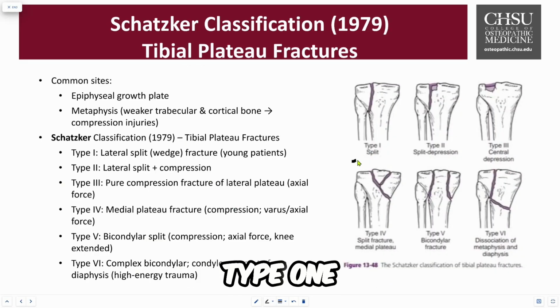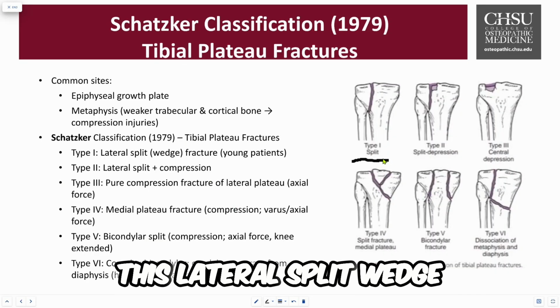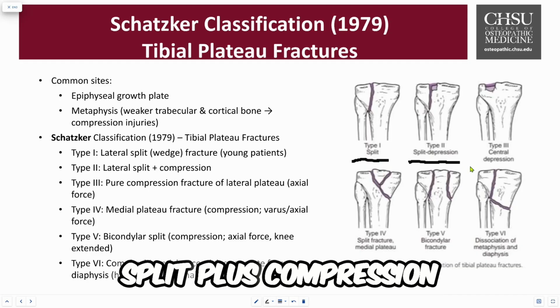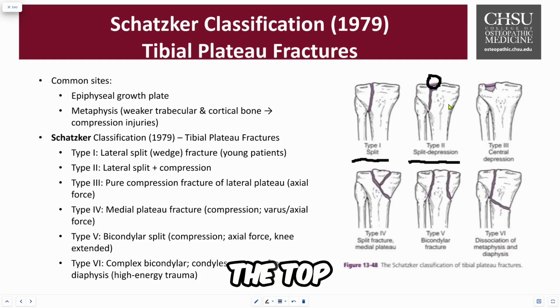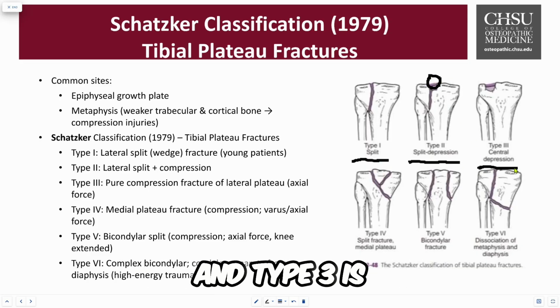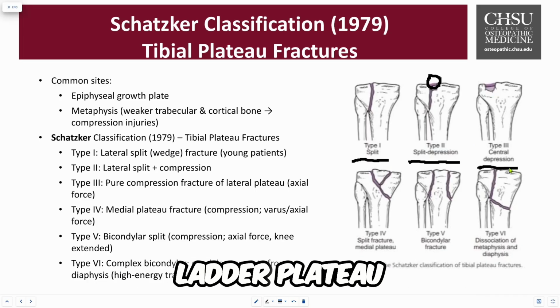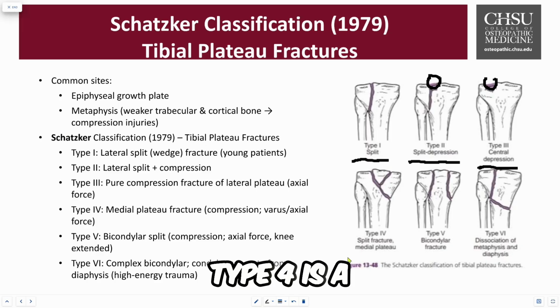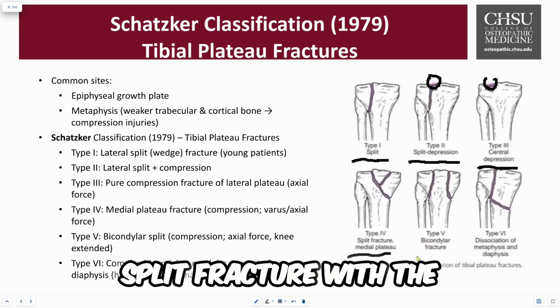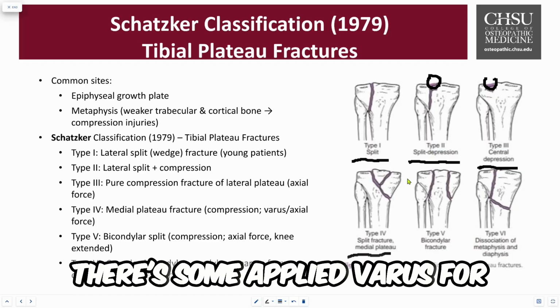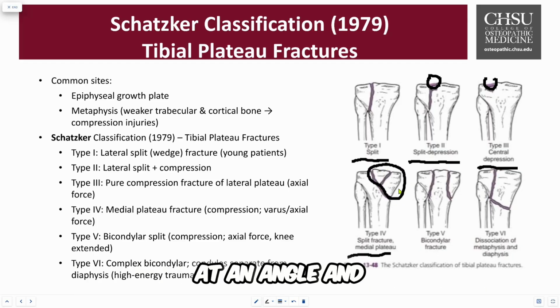So the first one, type 1, is where you have this lateral split wedge, usually found in younger patients. Type 2 is where you have a lateral split plus compression. So over here on the top, you also get damage. And type 3 is when you have pure compression fracture on the lateral plateau. So you can see it dips down. Type 4 is a split fracture with the medial plateau being damaged. And in this case, there's some applied varus force. So you can see it breaks off at an angle.